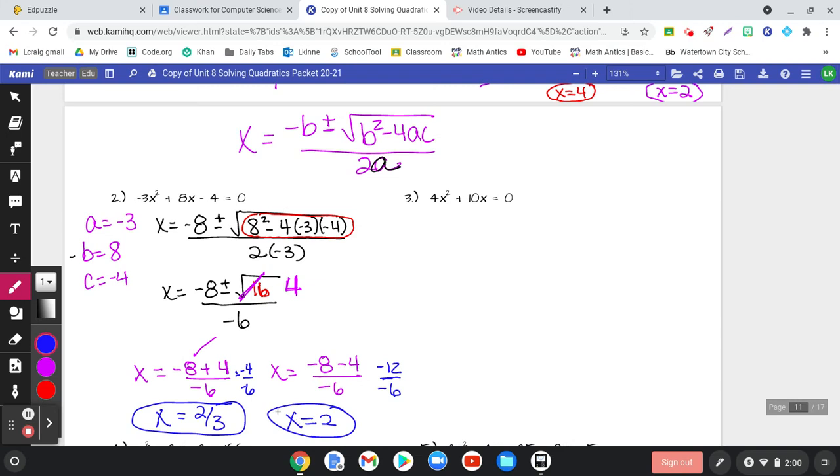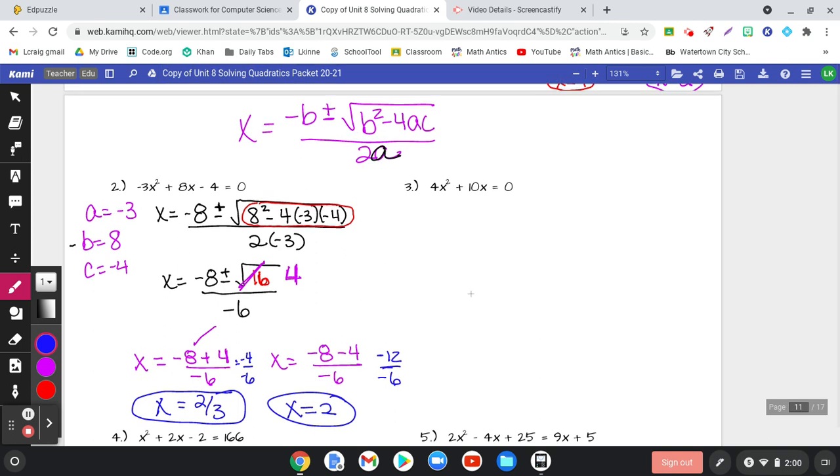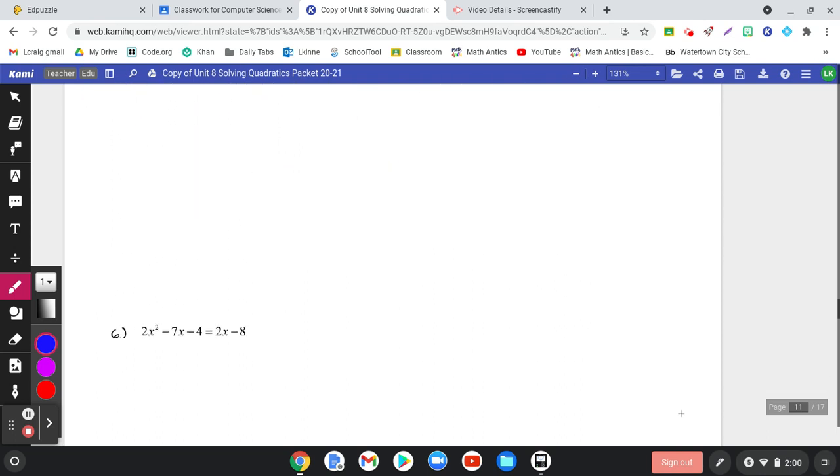Hello everyone, we're back for some more practice with the quadratic formula. And again, this is your quadratic formula up here. We're continuing on page 10 in your packet.